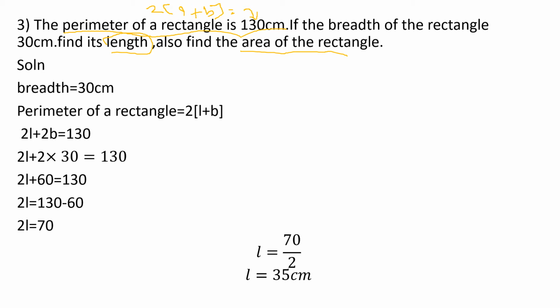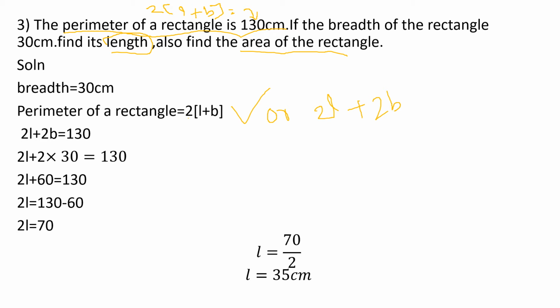Okay, now first write down what is given. Breadth equal to 30 centimeter. Perimeter of a rectangle, write the formula: 2 into (length plus breadth) is equal to 130 centimeter. First write down the formula. You can write this formula, or there are two formulas, right? One is written like this, or else you can expand and write 2L plus 2B. This is also correct. So 2L plus 2B is equal to 130 centimeter.